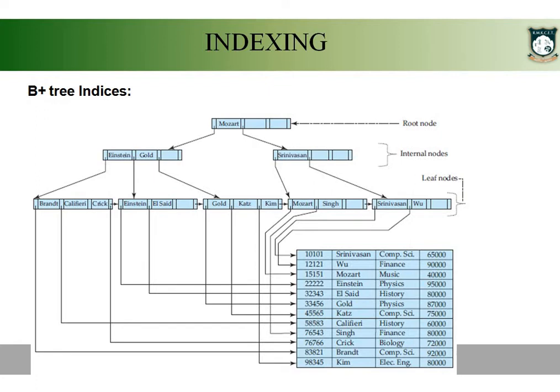If a B+ tree order is 3 and a particular non-leaf node has three children, then it should have 2 keys in it. So in general, if a non-leaf node has n children, it should have n minus 1 keys in it. So this is what we have about your B+ tree data structure.